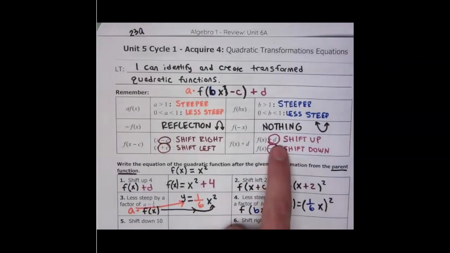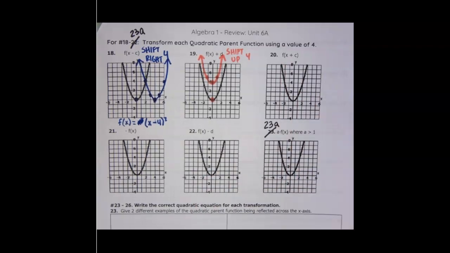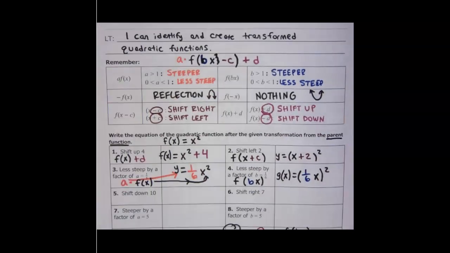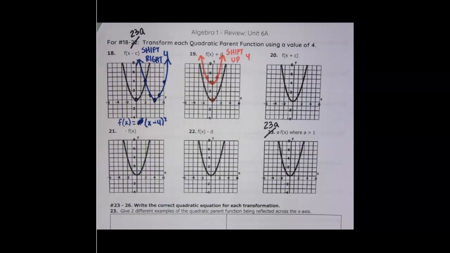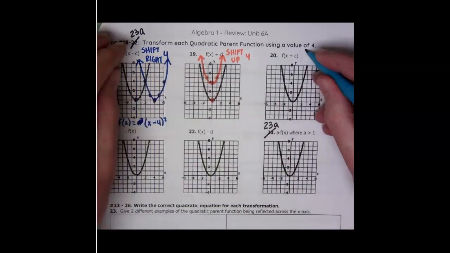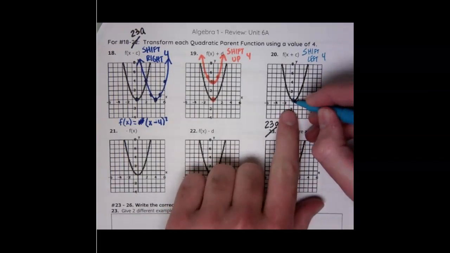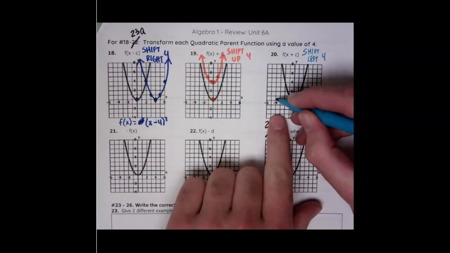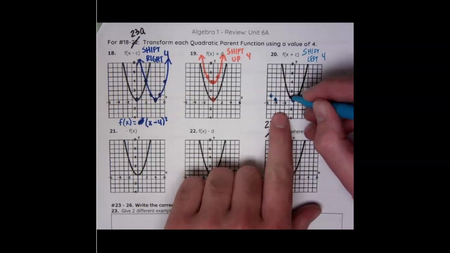Again, I got these from these rules, plus d. Here it says plus c, but it's inside the parentheses. So again, I'm going to look at my rules. F of x plus c is a shift to the left, in this case, by 4. So I'm going to shift left 4. Shift to the left 4. So I would start at my vertex. I'd go over 1, 2, 3, 4. I could even do these points. 1, 2, 3, 4.